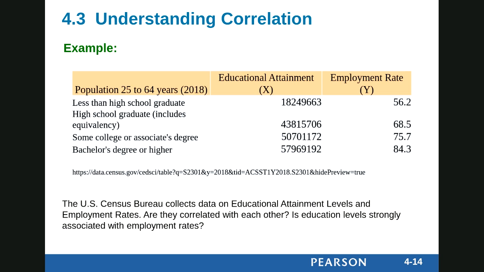So this is real data that was taken from the US Census Bureau. The US Census Bureau collects data on educational attainment levels and employment rates. Now you're asked, are they correlated with each other? Is X correlated with Y? Is there a relationship between educational attainment and employment rate? In other words, is education level strongly associated with employment rate, or do they have no relationship whatsoever? I'm going to switch now to Excel and show you how to do this.